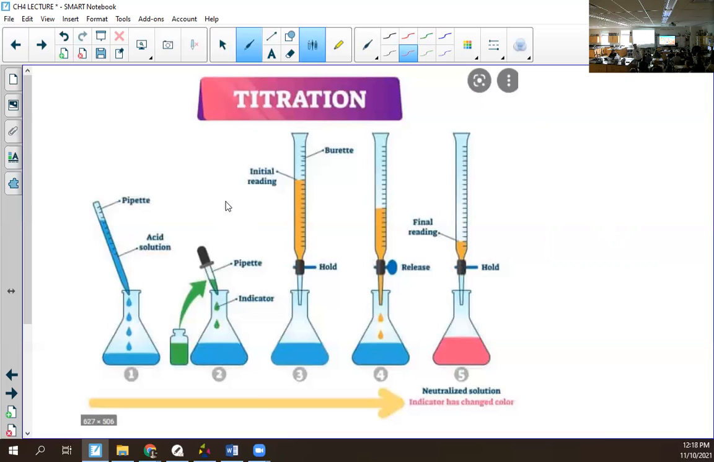It's a base. Bases turn indicators dark colors. Typically it should be darker blue, but it's fine. Whoever drew this wasn't me.